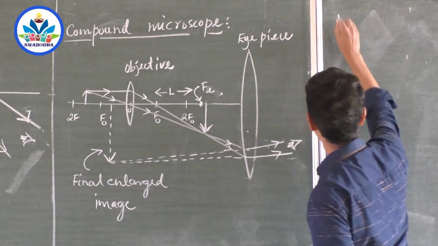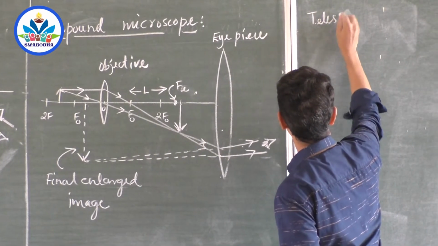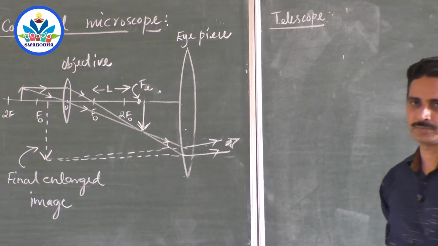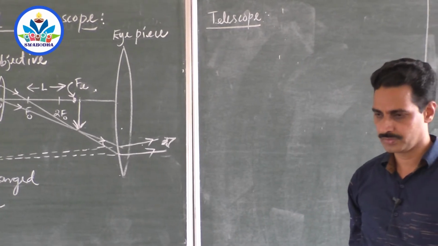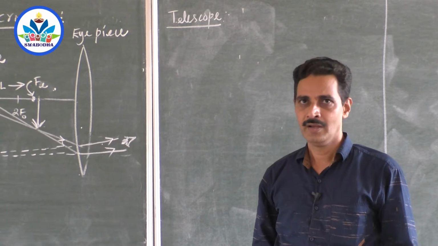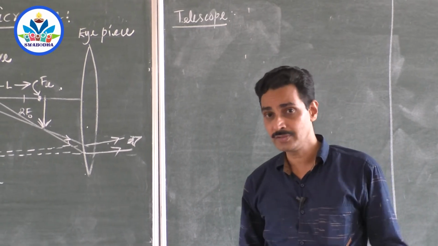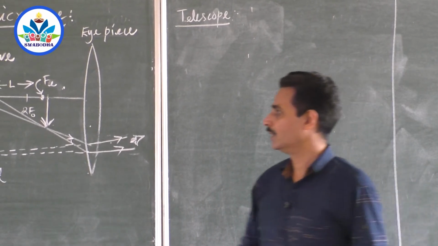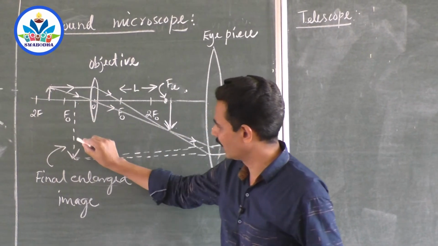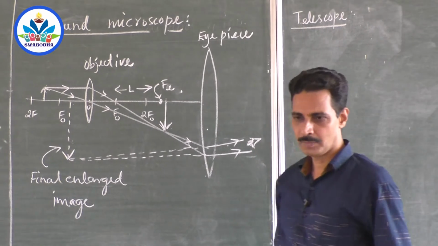Telescope is a device used to view distant objects, the image of the distant objects. Whatever the telescope shows, the image is far better than the image as we see through our naked eyes. For example, telescope also magnifies the image. Here the magnification is very high. See the size of the image, very large. Magnification is high.